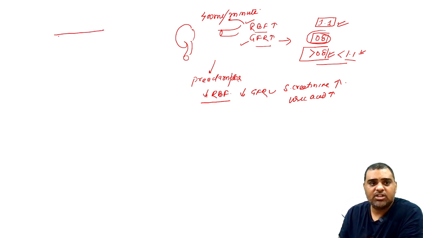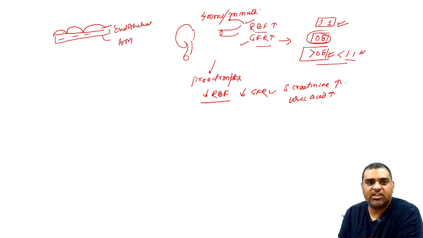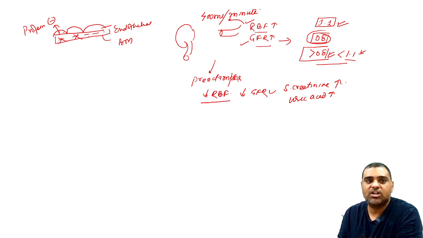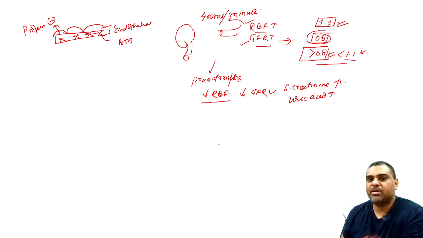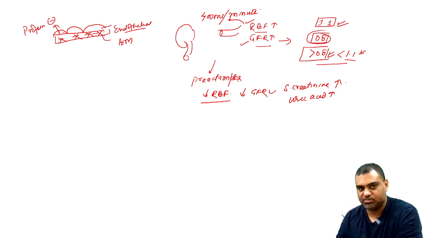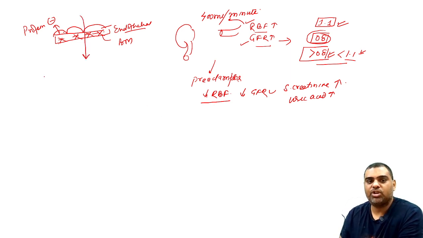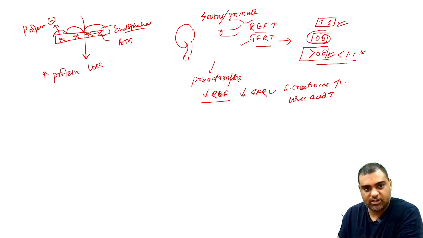Also, we know where the glomerular filtration occurs. There is the endothelium. This is the endothelium. This is the basement membrane, and this is negatively charged. Proteins are also negatively charged, so it repels the protein. But this negative charge is gone because of the basement membrane damage and endothelium damage in cases of preeclampsia. So what happens? There is more and more protein loss in the urine. So increased protein loss in urine.